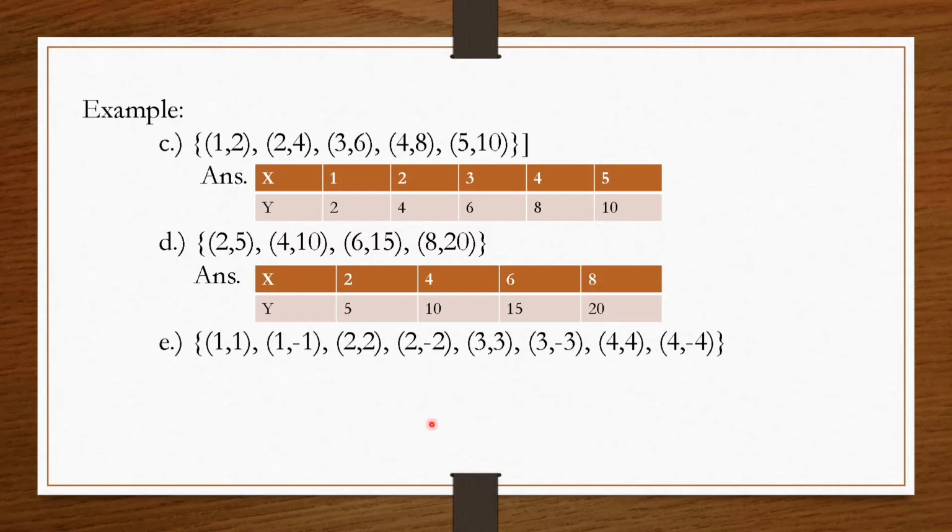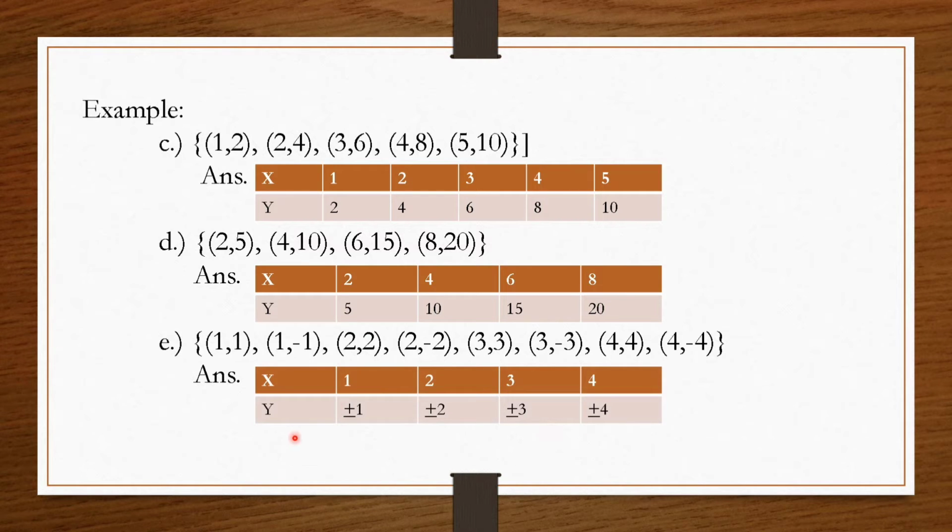In our next example, we have 1 and 1, 1 and negative 1, 2 and 2, 2 and negative 2, 3 and 3, 3 and negative 3, 4 and 4, 4 and negative 4. If there are repeating values, it will look like this. In the x, we have the x ordinates, which are 1, 2, 3, and 4, and they should not be repeating. While in the y ordinate, we have plus and minus 1, plus and minus 2, plus and minus 3, plus and minus 4. It's basically combining both the signs of each same number, so 1 and negative 1 becomes plus and minus 1. Therefore, the answer will look like this.